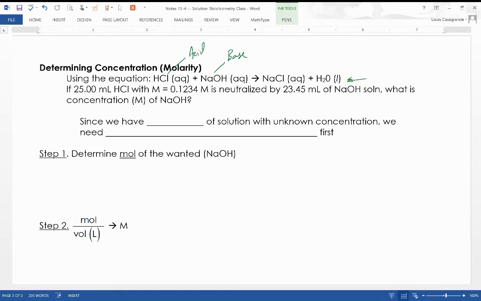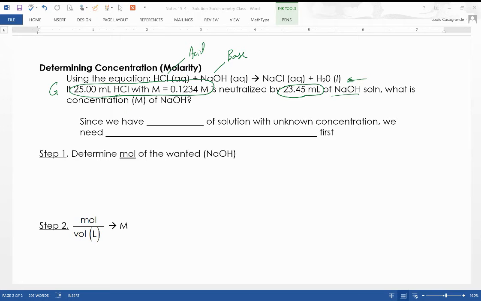And so I've given you that we're going to take 25 milliliters of HCl with a molarity of 0.1234 molar. And this is going to be our given. And it's going to be neutralized by 23.45 milliliters of our sodium hydroxide solution. Now you notice, you know the molarity here.